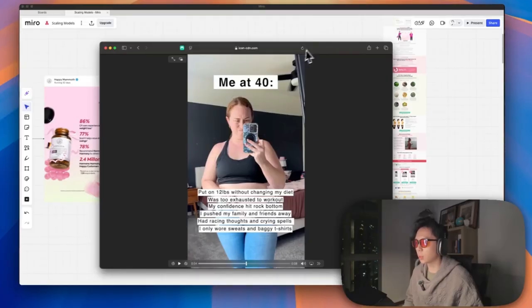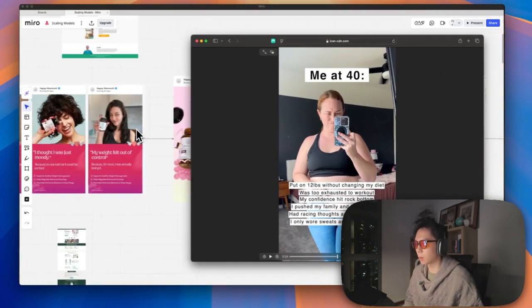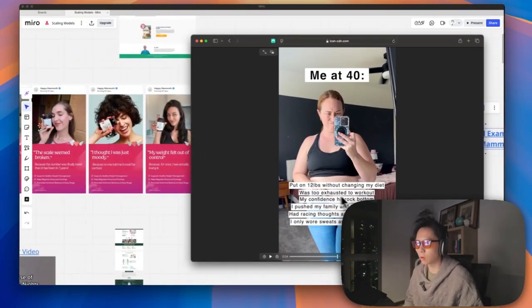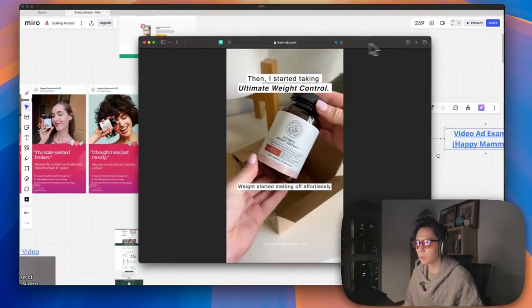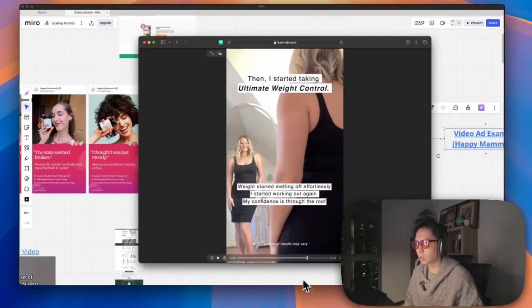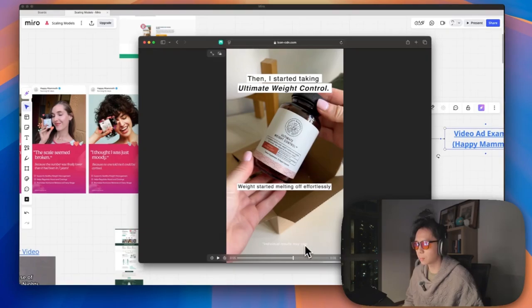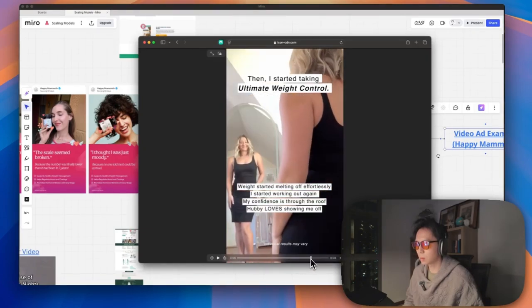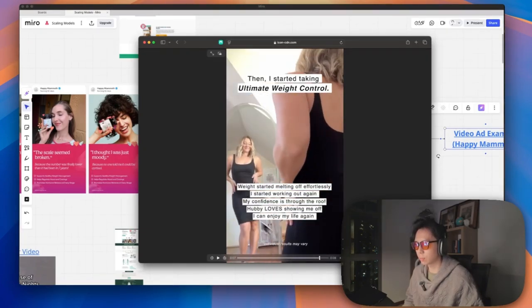As you can see, this is the before state where it's talking about the different problems that they solve for. Put on 12 pounds without changing my diet. Was still exhausted to work out, my confidence hit rock bottom. So this is the before state. And then the introduction of the product. And then the results of the product.